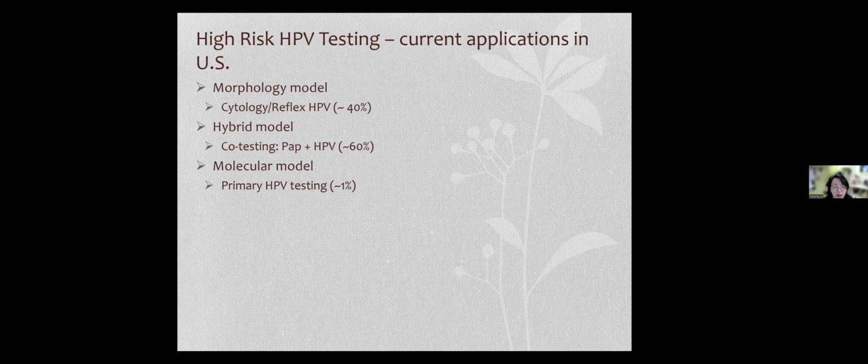So currently this is just the rough number. Current application of HPV testing. As I mentioned, HPV reflex for ASCUS is about 40%. The co-testing is about 60%. Now primary HPV is on the rise, but it's still like 1%. It's not widely used. Like in Europe, they have more primary HPV testing, but we're making an effort to do that.